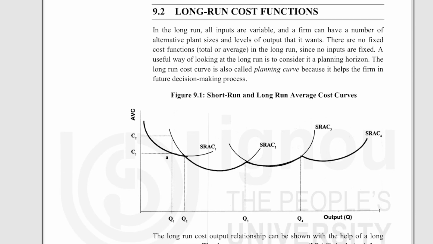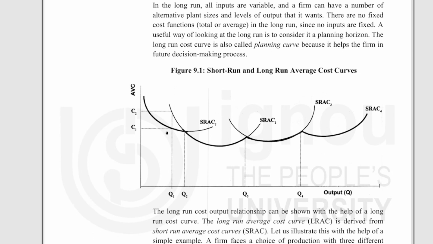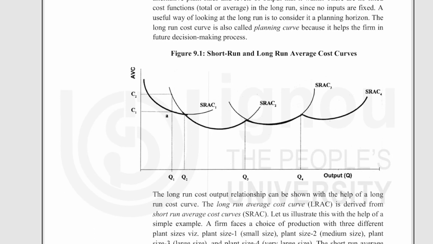In the long run, all inputs are variable and a firm can have a number of alternative plant sizes and levels of output that it wants. There are no fixed cost functions, total or average, in the long run, since no inputs are fixed. A useful way of looking at the long run is to consider it a planning horizon. The long run cost curve is also called the planning curve because it helps the firm in the future decision making process. Okay, so that is the planning curve.